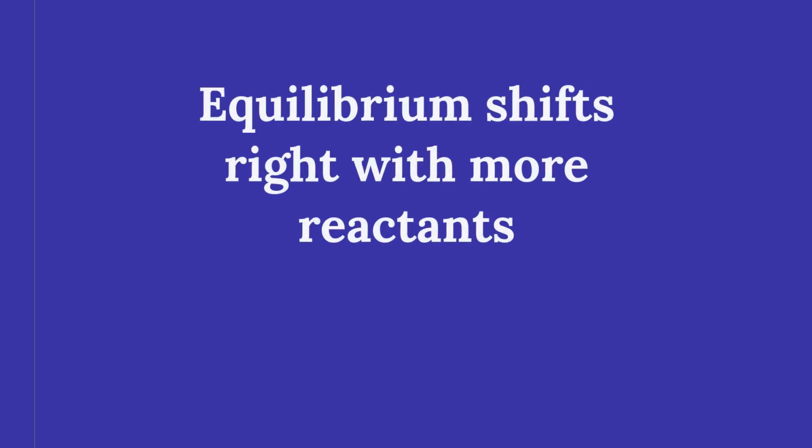Increasing reactant concentration shifts equilibrium to the right. This uses up the added reactant. Increasing product concentration shifts equilibrium left. The system compensates by reducing the product amount. Removing substances causes a shift to replace what was lost.